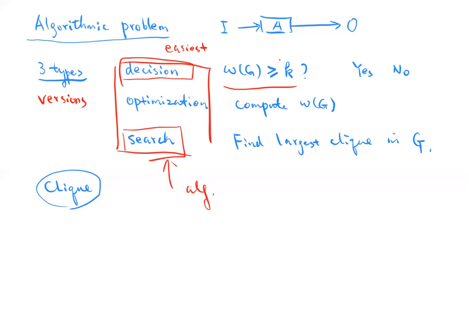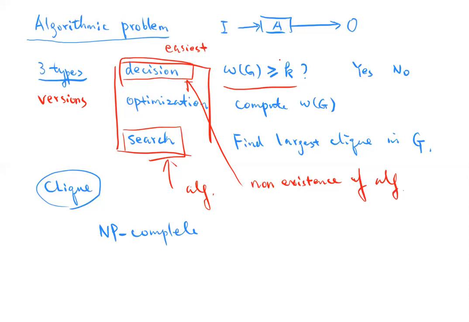Now, when we focus on the non-existence of certain algorithms, then we should focus on the decision version. If we can show that the decision version does not have a polynomial time algorithm, then of course the other two versions will not have polynomial time algorithms either, because they are more difficult. All right. So as far as the theory of NP-completeness is concerned, we will focus on the decision version only. We don't need to consider the other two versions.